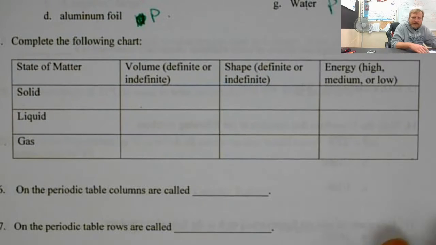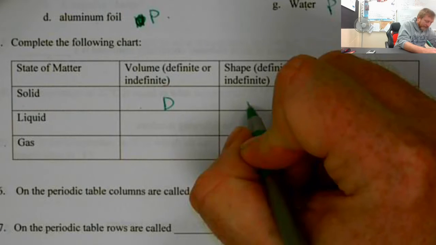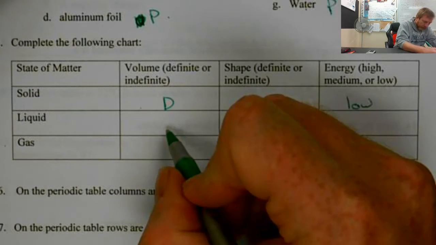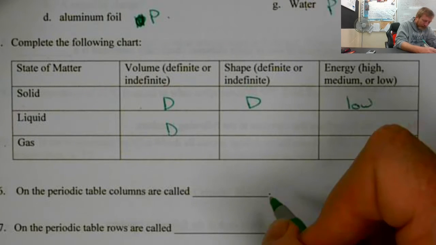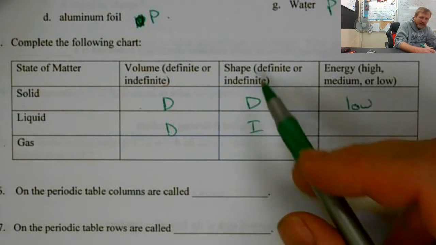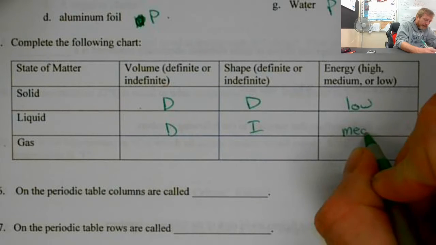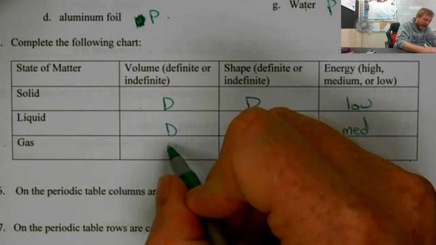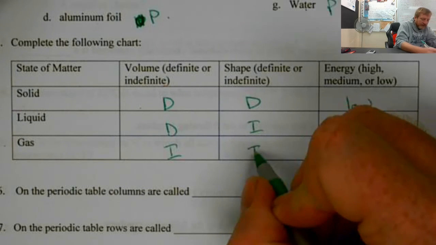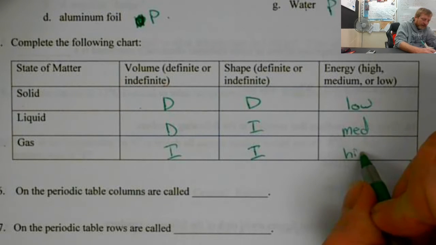For here, solid, liquid, and gas. Solids have a definite volume and a definite shape, it's always known, and they have low energy. Liquids have a definite volume. They do not expand to fit their container, but they do take on the shape of their container. So that's an indefinite shape, and they have a medium energy. And gases expand to fill their container, so they have an indefinite volume. They also take on the shape of their container, so they have an indefinite shape, and their energy level is high.